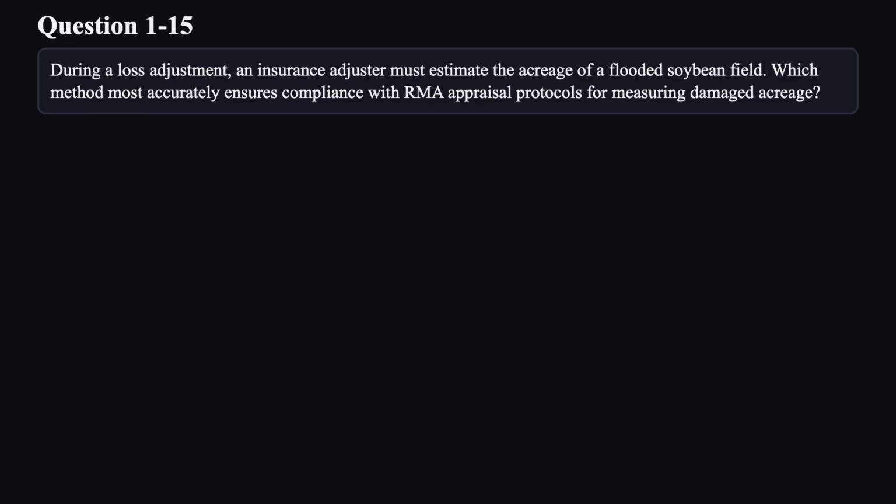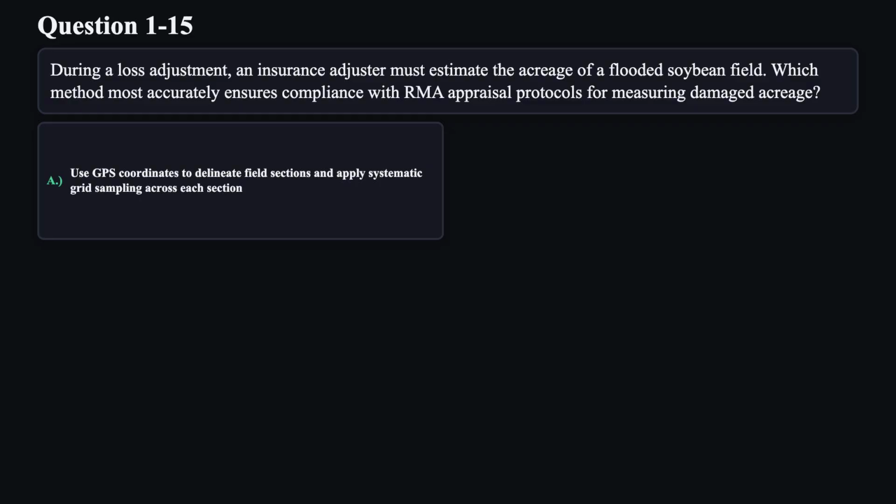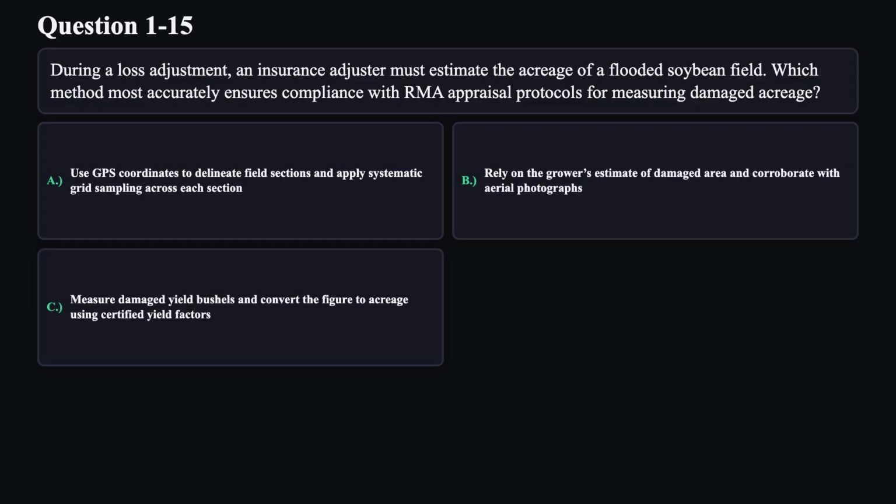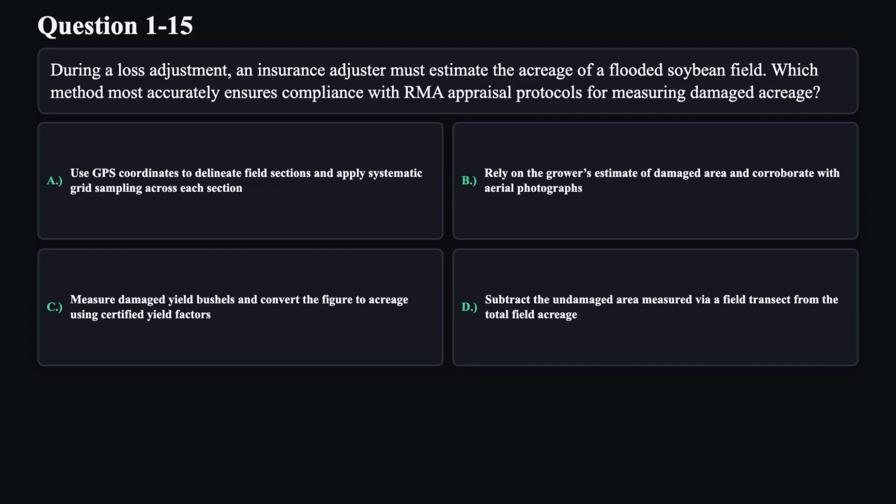Question 15. During a loss adjustment, an insurance adjuster must estimate the acreage of a flooded soybean field. Which method most accurately ensures compliance with RMA appraisal protocols for measuring damaged acreage? A. Use GPS coordinates to delineate field sections and apply systematic grid sampling across each section. B. Rely on the grower's estimate of damaged area and corroborate with aerial photographs. C. Measure damaged yield bushels and convert the figure to acreage using certified yield factors. D. Subtract the undamaged area measured via a field transect from the total field acreage.